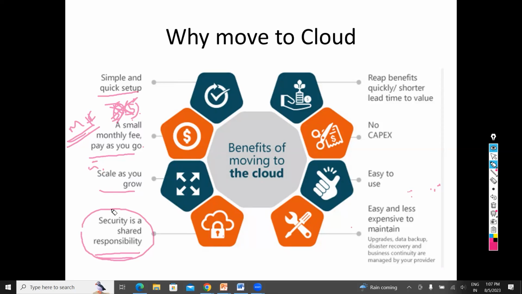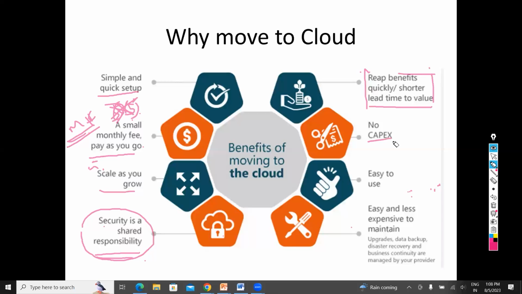Yeah, but again, this is a shared responsibility. I will cover in the categories which responsibility will be the customer's responsibility and which will be the cloud service provider's responsibility. And the next point is reap benefits quicker, shorter lead time to value. As I said, to launch any service I do not need to take multiple approvals, right? Whatever we want, if my organization or management agrees, it will hardly take 1 or 2 minutes, just a few clicks, and your service or application will be ready to use.